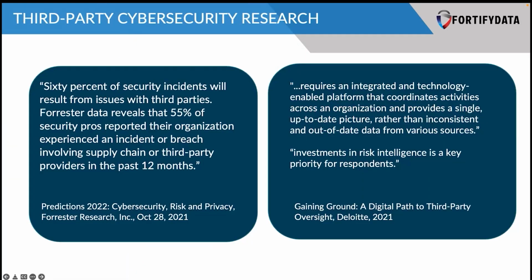So here are a couple of points related to recent research. Forrester, as part of their 2022 cybersecurity and risk predictions, is predicting that 60% of security incidents will result from third parties. They have data that in 2021, 55% of security professionals reported a breach or incident involving third-party vendors. And further discussed within that report is that technology needs among cybersecurity professionals will grow, requiring tools for risk assessments, supply chain mapping, real-time risk intelligence, and business continuity management.